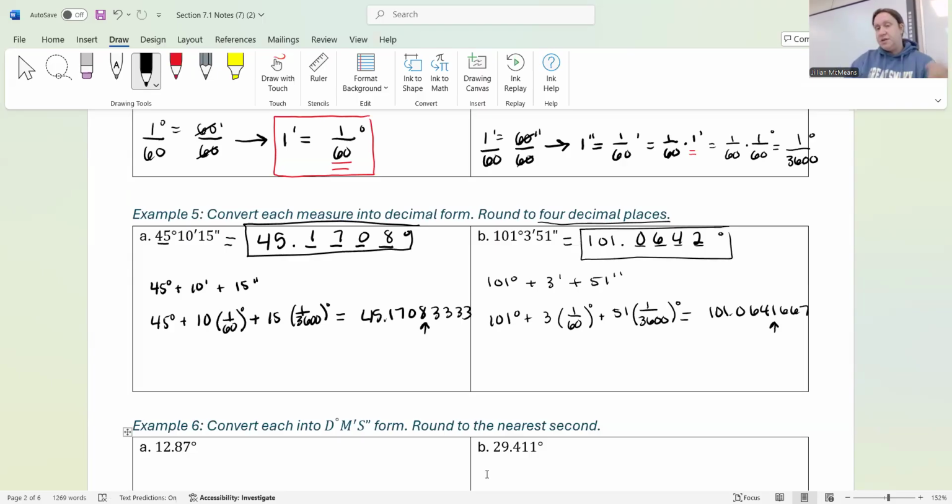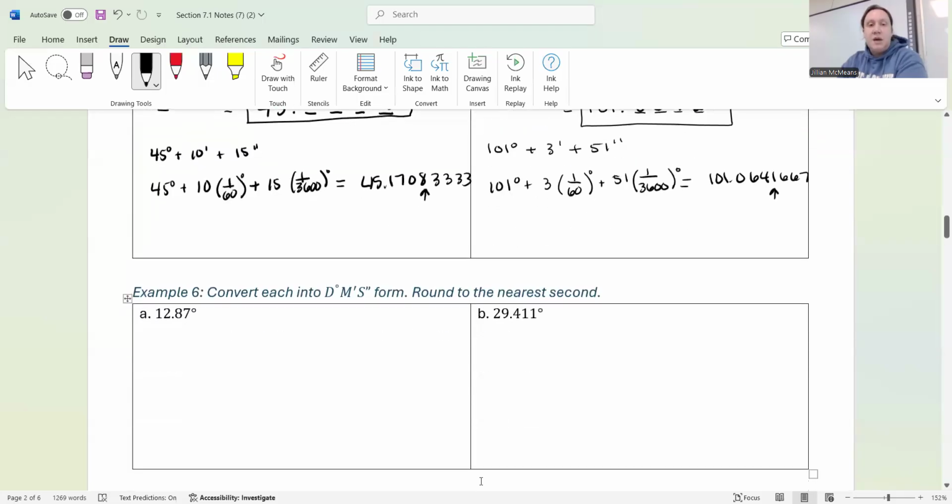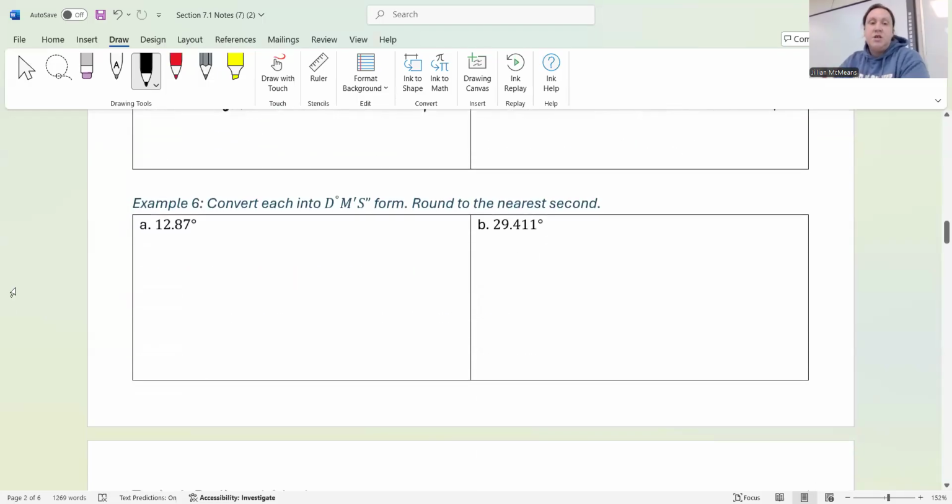Now let's do the reverse. Let's take the decimal form and convert it to degrees, minutes, seconds. Okay, so example 6 tells us to do exactly that. It says convert each into degrees, minutes, seconds form, round to the nearest second. So if that comes up, we'll deal with that.